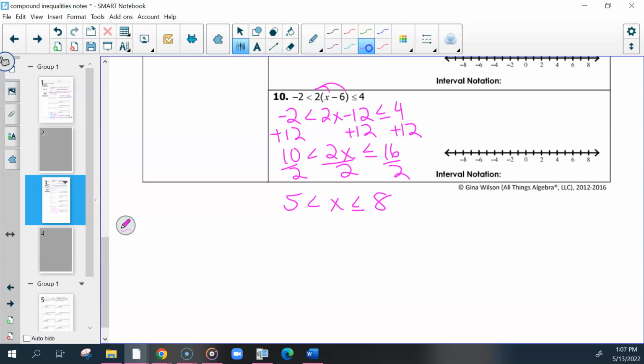So 5 would be an open circle. 8 would be a closed circle, and we would connect a line between those two. 5 would be a parenthesis, and 8 would be a bracket. We could do 7, yep. Do we have any other questions on 10?